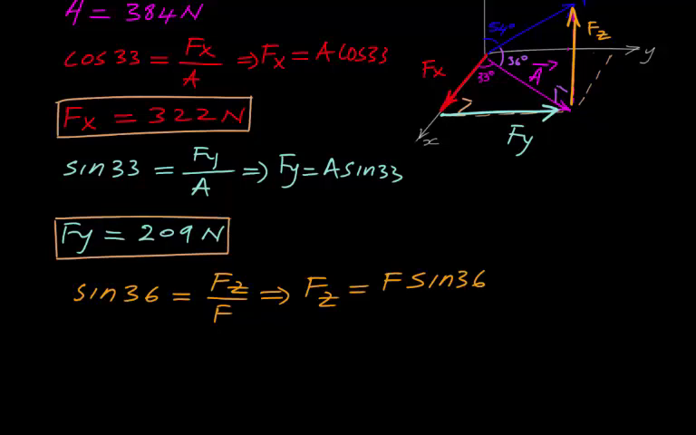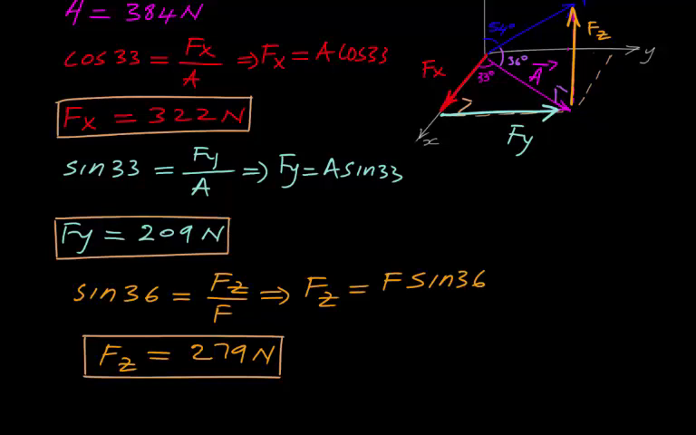Now I'm going to continue what I have done here. So fz is going to equal, after we substitute f by its value of 475, we get 279 newtons. This is not a straightforward question because of its nature, three-dimensional, but it's a good practice and it will give you a good idea how to handle components in general.